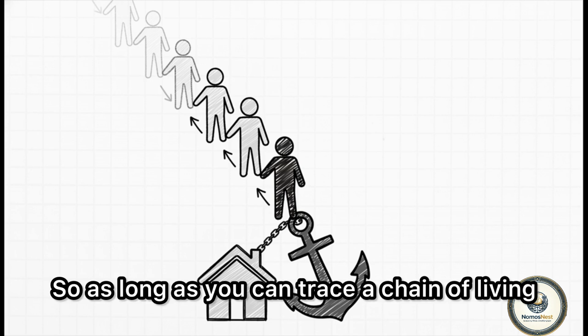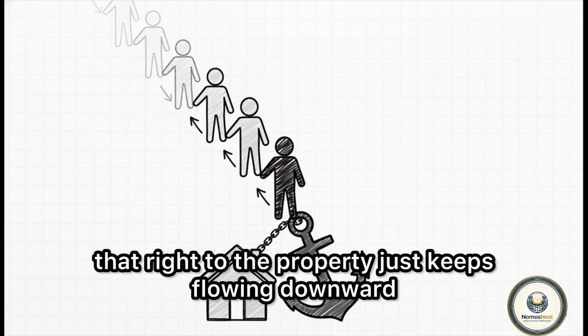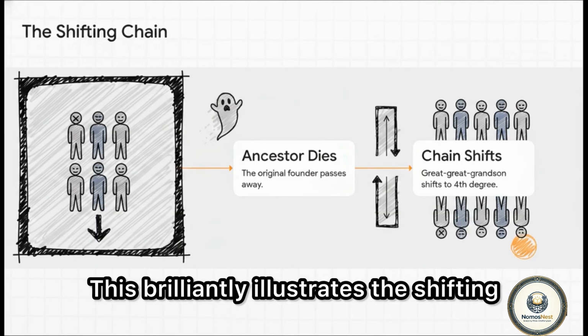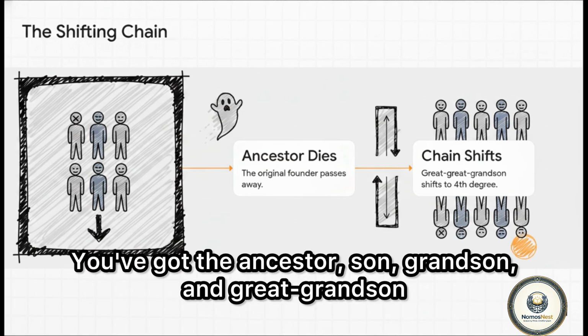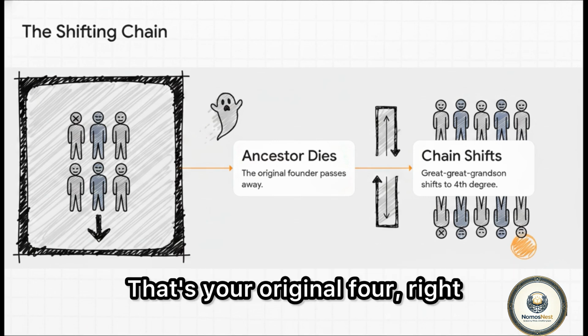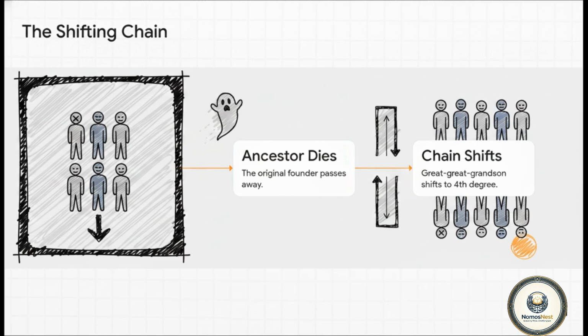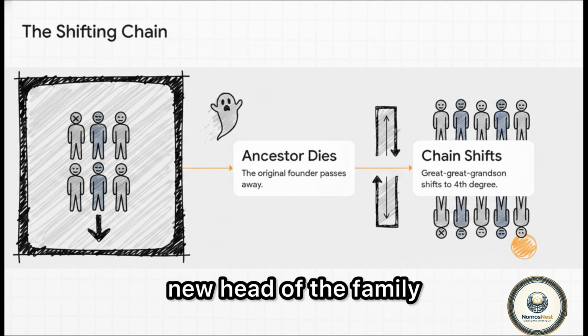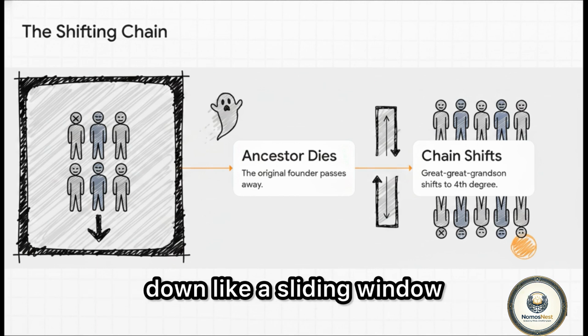So as long as you can trace a chain of living links generation to generation, that right to the property just keeps flowing downward. This brilliantly illustrates this shifting downward of the coparcenary. Imagine it like this. You've got the ancestor, son, grandson, and great-grandson. That's your original 4, right? Now, when the original ancestor passes away, the great-great-grandson, who was previously stuck on the outside at degree 5, immediately steps up into the void. He is now only 4 degrees away from the new head of the family, which is the son. The entire coparcenary essentially just shifts down like a sliding window.